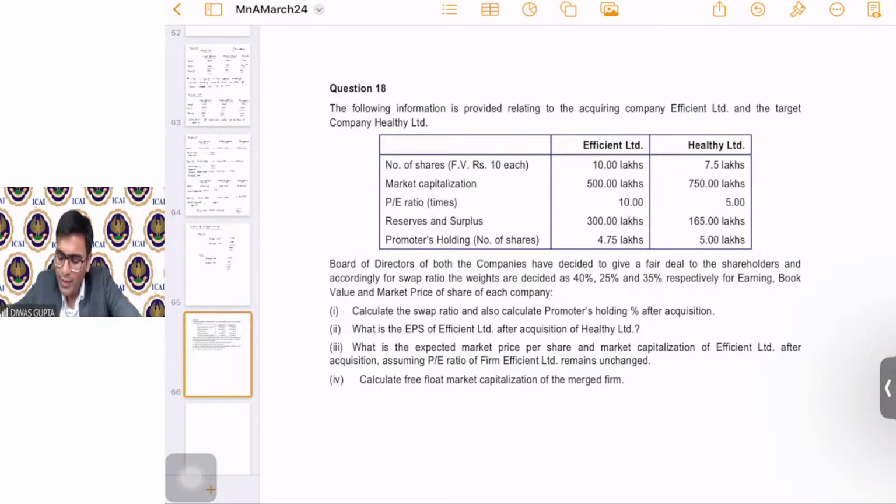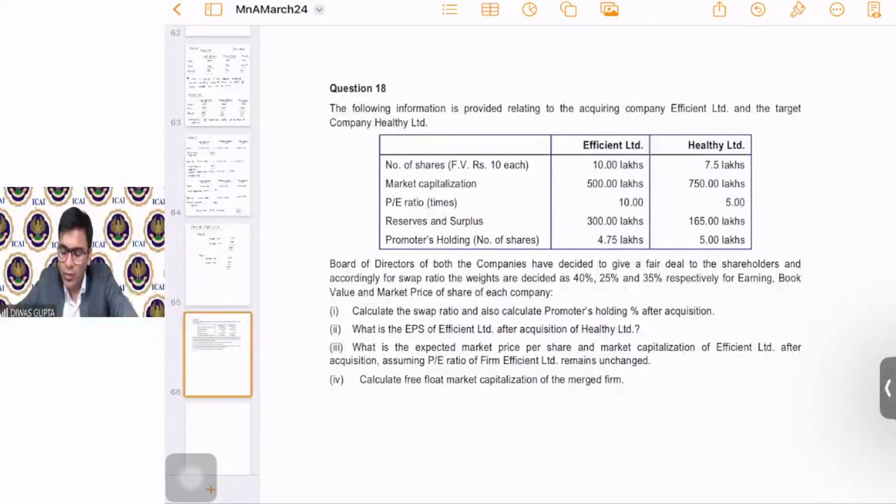So board of directors of both the companies have decided to give a fair deal to the shareholders, and accordingly for swap ratio, the weights are decided as 40%, 25% and 35% respectively for earnings, book value and market price of the shares of each company. So they are going to follow three different methods for arriving at the swap ratio, students. So the first method is the earnings method. The second method is the book value method. And the third method is the market price method. And then once we have the swap ratio basis all these three, we will compute the overall swap ratio by applying the weights. Okay.